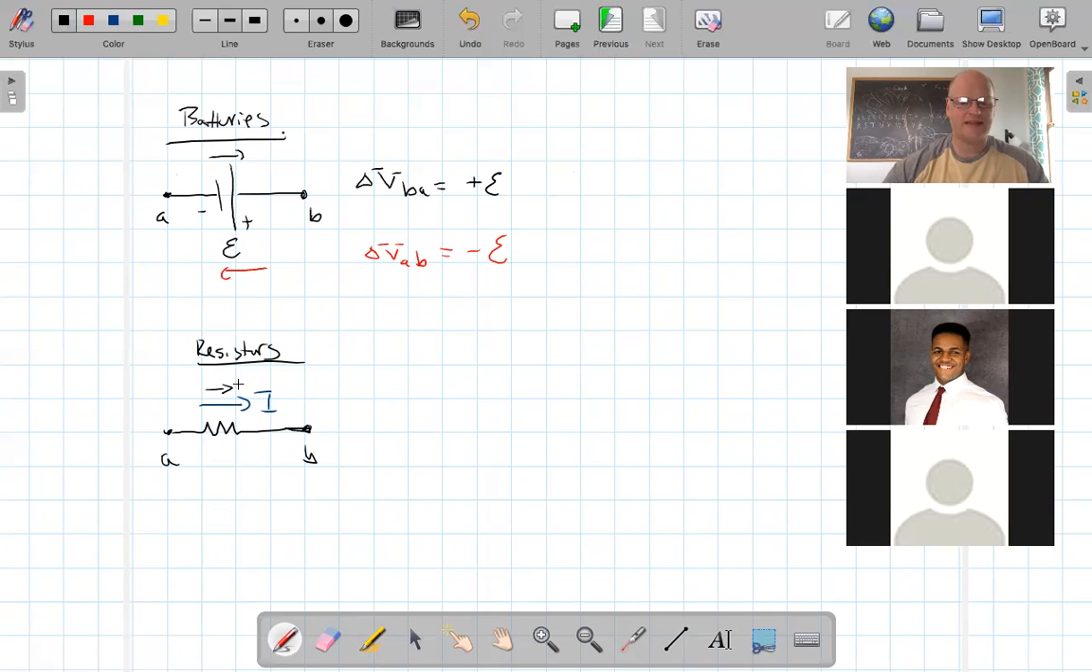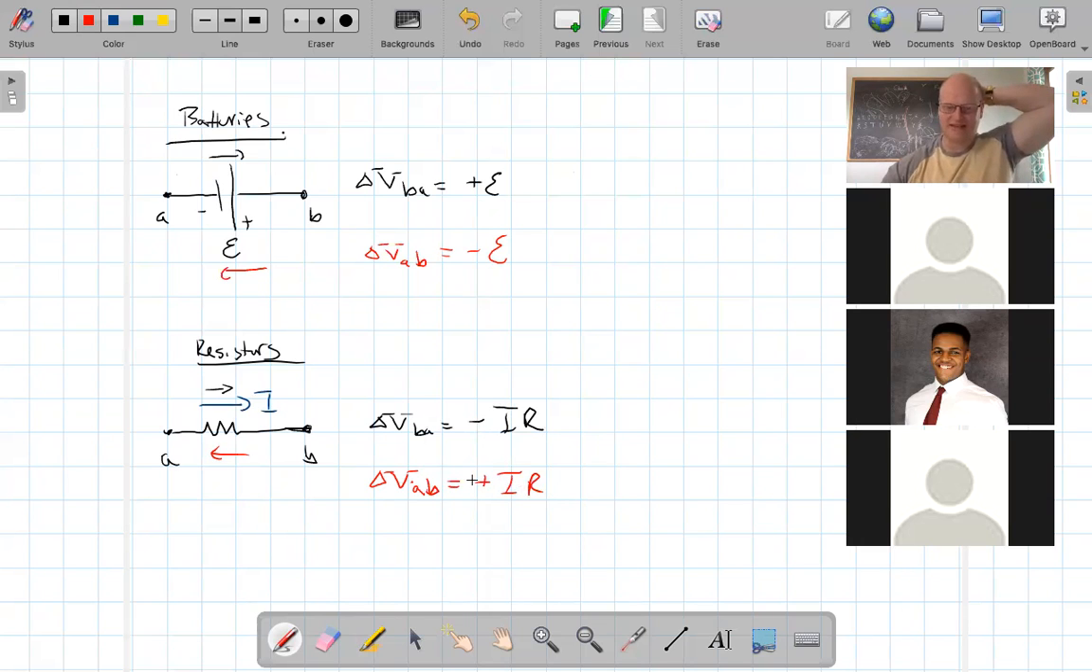If I go in the same direction as the current, then my potential difference going from A to B is minus I times R, from Ohm's law. But if I go the opposite direction of the current, then my change of potential going from B to A is plus I times R. So I have a potential increase in this case.